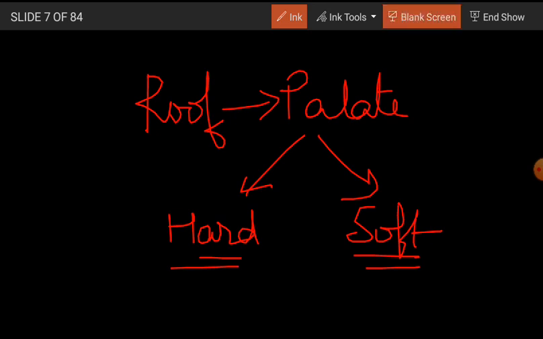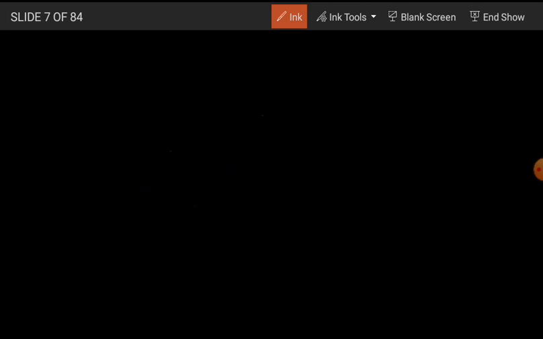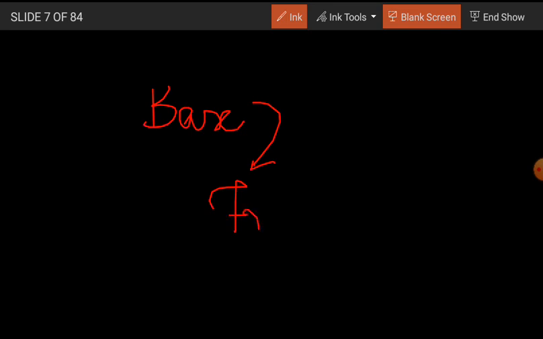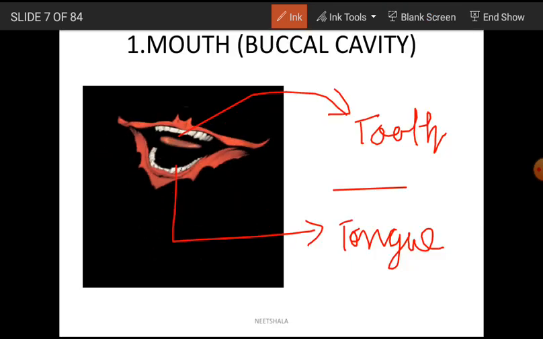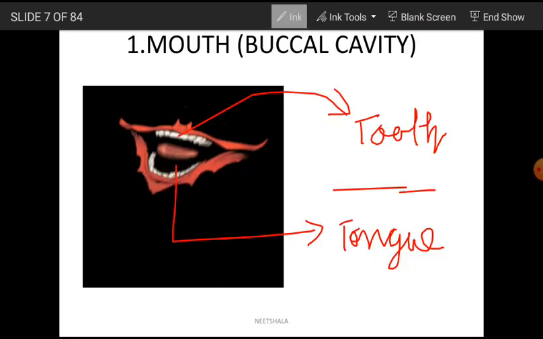Now what is present in the base? In the base you have certain glands, and also you have the frenulum. Now this frenulum attaches the tongue with the floor of the buccal cavity. So let us study about each of these in detail. First we are going to study about the structure of tooth.